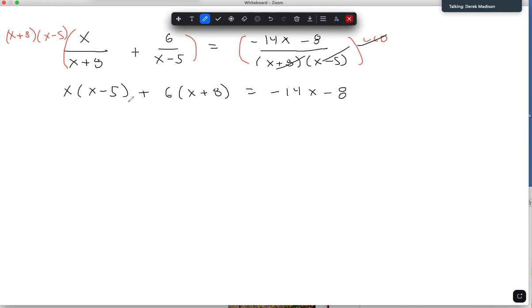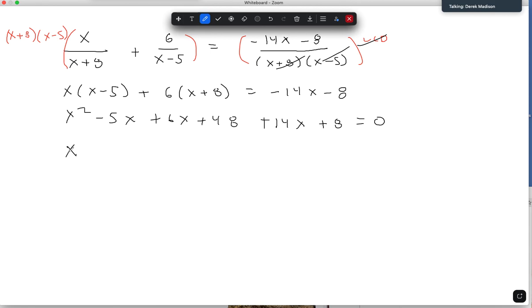And then we'll do a little distribute, collect terms. Looks like it's going to be quadratic, so I'll get everything over to one side. So x and x gives us an x squared right there. X times minus 5 is minus 5x. There's a plus 6x and a 48. And I'm going to go ahead and add these over, so I'm adding a plus 14x and a plus 8 to both sides, and then that equals 0.